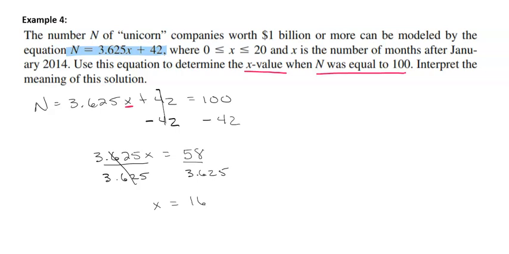So 16 months after January 2014. So when was that exactly? When was January 2014? You might need to count on your fingers, or whatever you need to do is fine. But think through it, and January 2014 to 2015 would be 1 year, that's 12 months, and then 4 more months after that. So you should get that this is May of 2015.